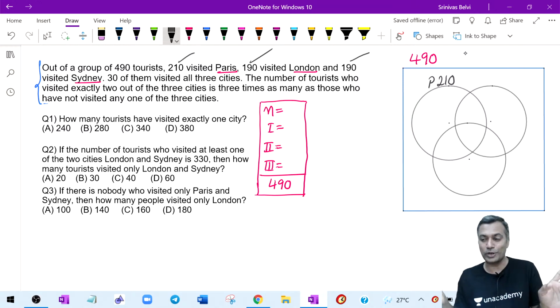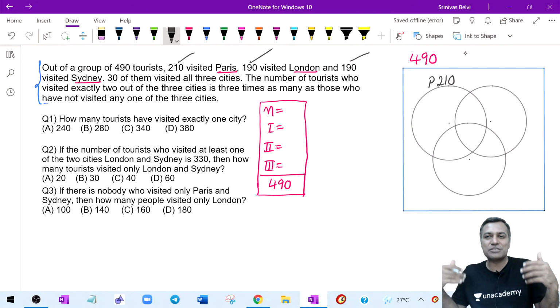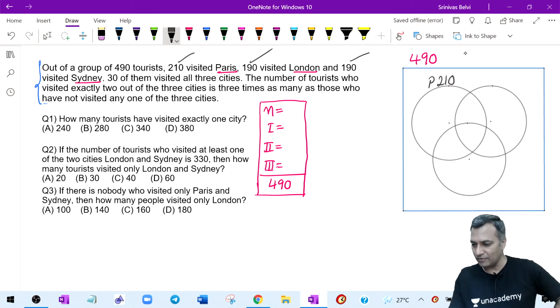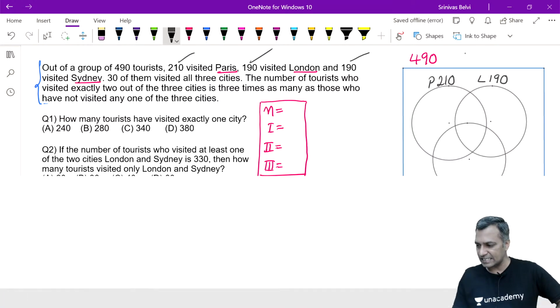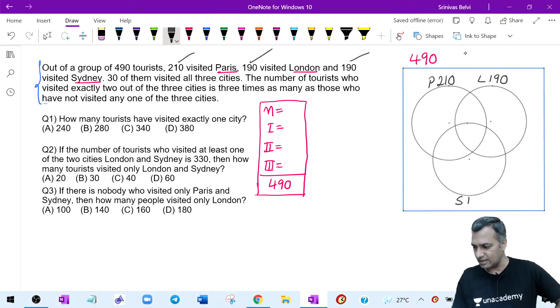Simply add them. That's okay. You don't have to draw and then write and then add. This is only to explain. All right. And then 190 visited London. That's a support number. Another 190 visited Sydney. Sydney is another 190. Fair enough.